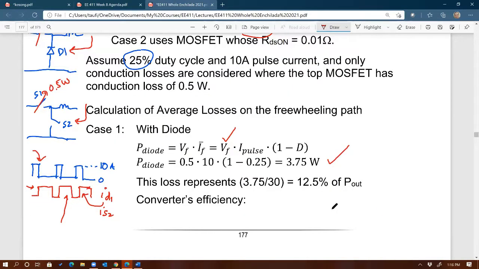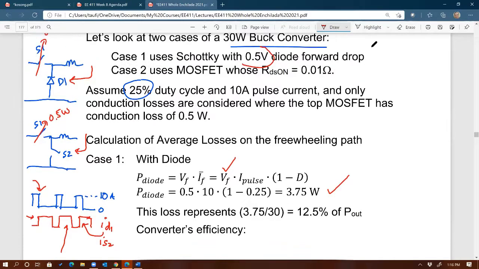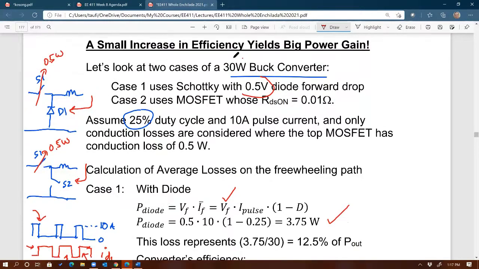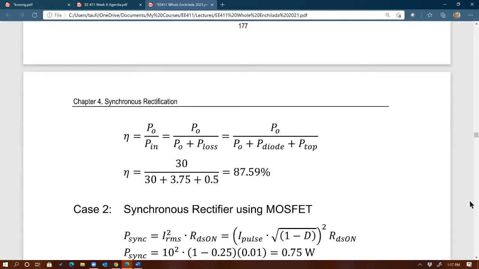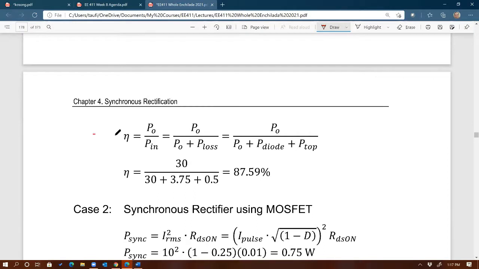The total output power is 30 watts. And 3.75 watts represents 12.5% of the output power. And from there I could calculate efficiency. Efficiency of the converter is equal to P out over P in, and P in can be calculated from P out plus P loss. So P in is equal to the output power plus the loss in the converter.